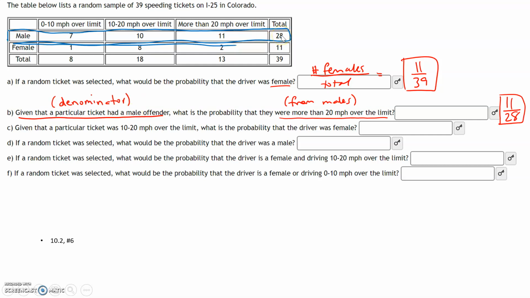Now, of these 28 males, how many were more than 20 miles over the speed limit? So of these 28 males, and we're only looking at the male row, of these 28, 11 of them were more than 20 miles over the speed limit. So our probability is going to be 11 over 28.